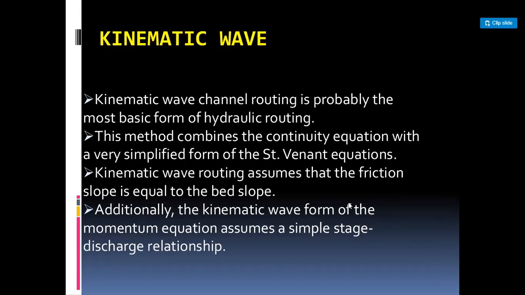Kinematic wave. Kinematic wave channel routing is probably the most basic form of hydraulic routing. This method combines the continuity equation with a very simplified form of the Saint-Venant equations. Kinematic wave routing assumes that the friction slope is equal to the bed slope. Additionally, the kinematic wave form of the momentum equation assumes a simple stage discharge relationship.